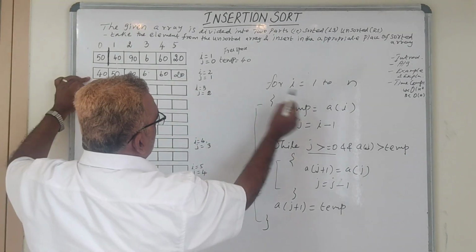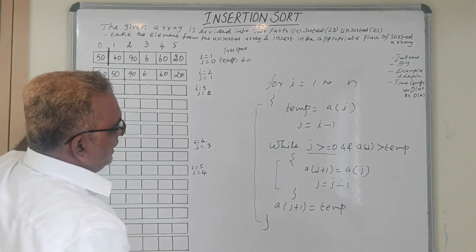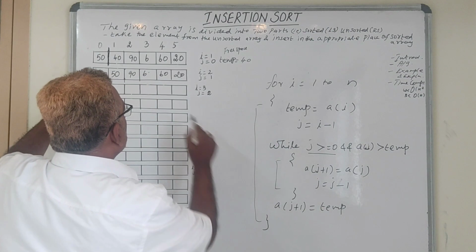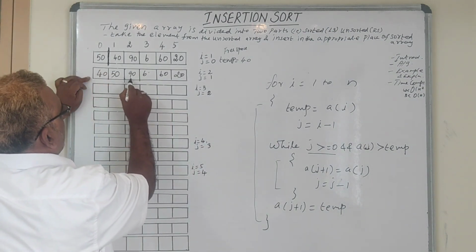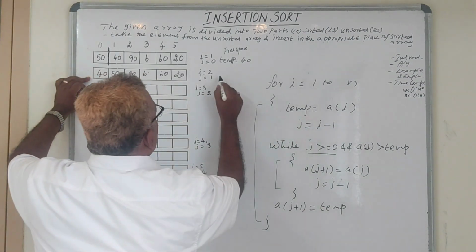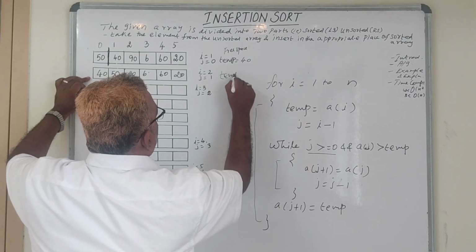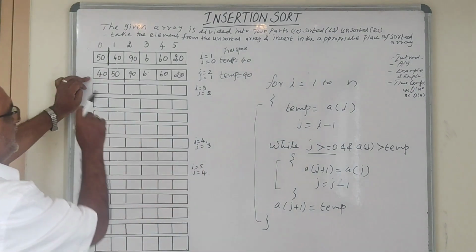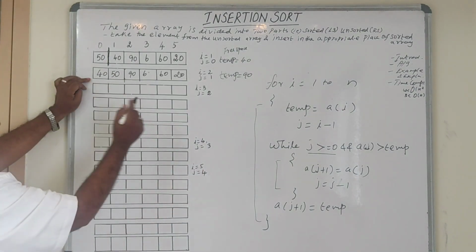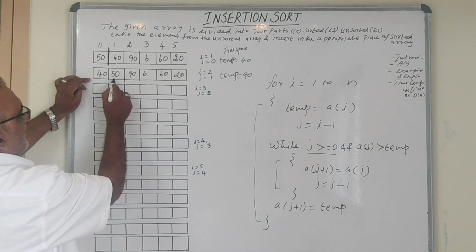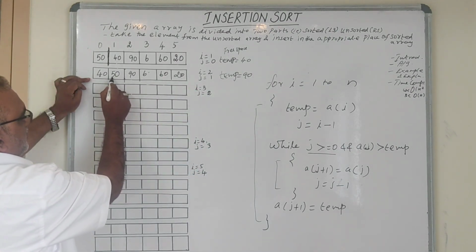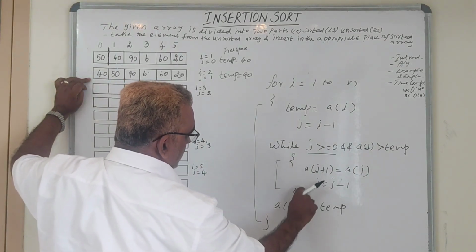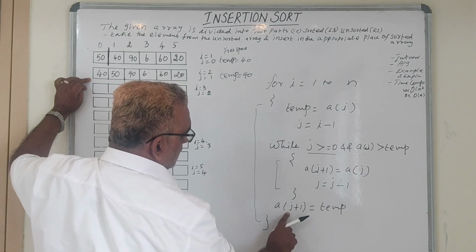Now the i value is 2 and the j value is 1. Again we check the condition: j greater than or equal to 0 and a of j greater than temp. The temporary value now is 90. We have to compare this value with the elements in the sorted array. Take 90 and compare: is 50 greater than 90? The condition is false. So the loop will not be executed, and automatically it comes to the last step.